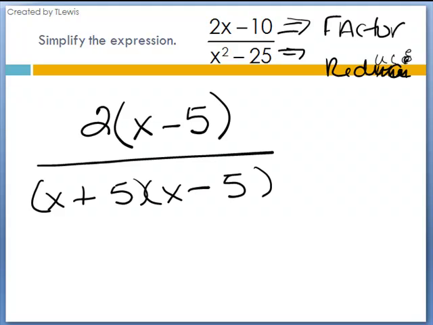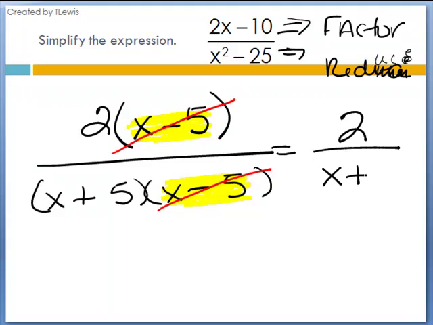So next, at this point, we want to divide out factors that are common to the numerator and denominator. Now it's factored. What you see here that's the same is the x minus 5. That's what we want to divide out. Those are common factors that we're going to divide out. So, divide all pairs that are common to the numerator and denominator, where we have the x minus 5s that we can divide out. Then what do we have remaining? 2 over x plus 5.